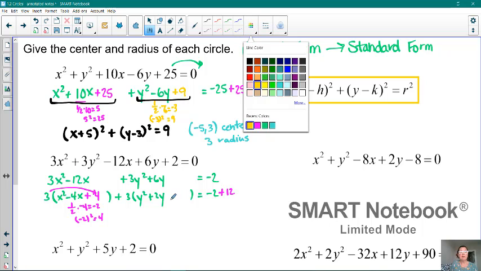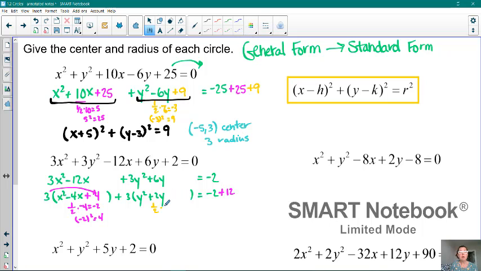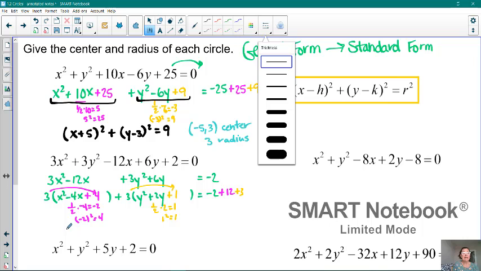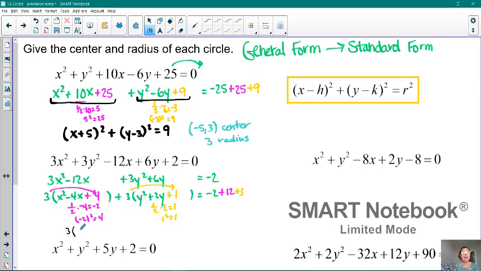Let's go on to the y's now. Half of 2 is 1. 1 squared is 1. So I will add 1 inside here. 3 times 1 is 3. I'll add 3 here. All right, we will do some factoring. That gives us 3 times the quantity x minus 2 squared plus 3 times the quantity y plus 1 squared is equal to negative 2 plus 12 is 10 plus 3 is 13.